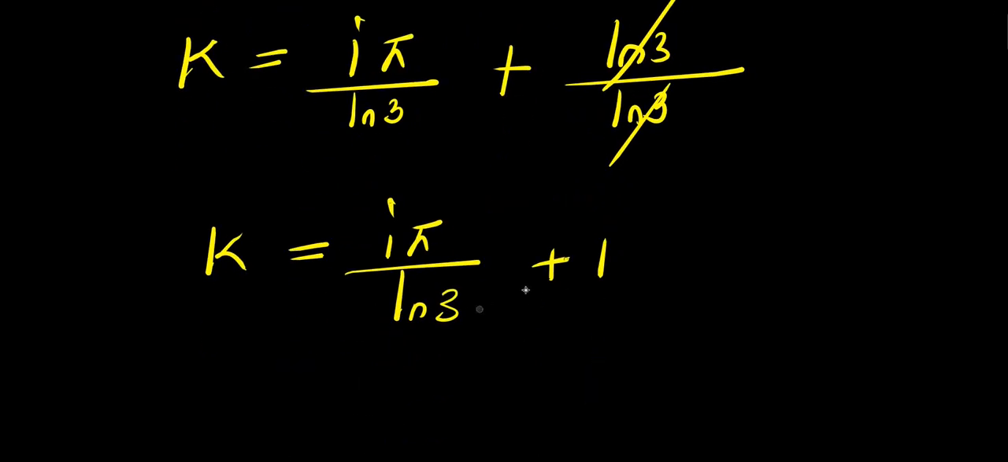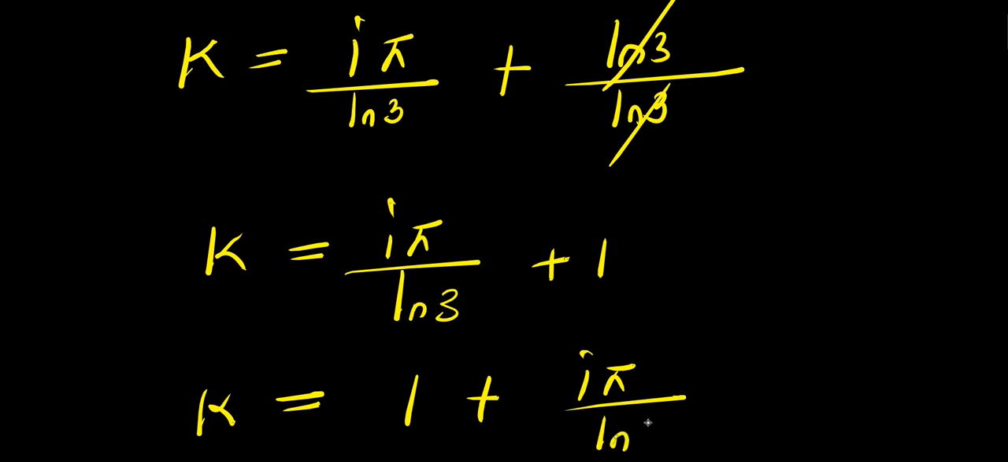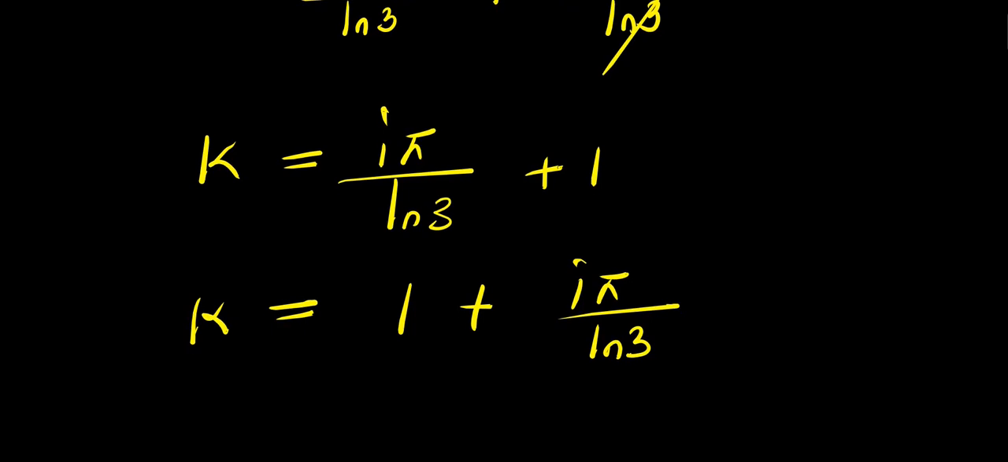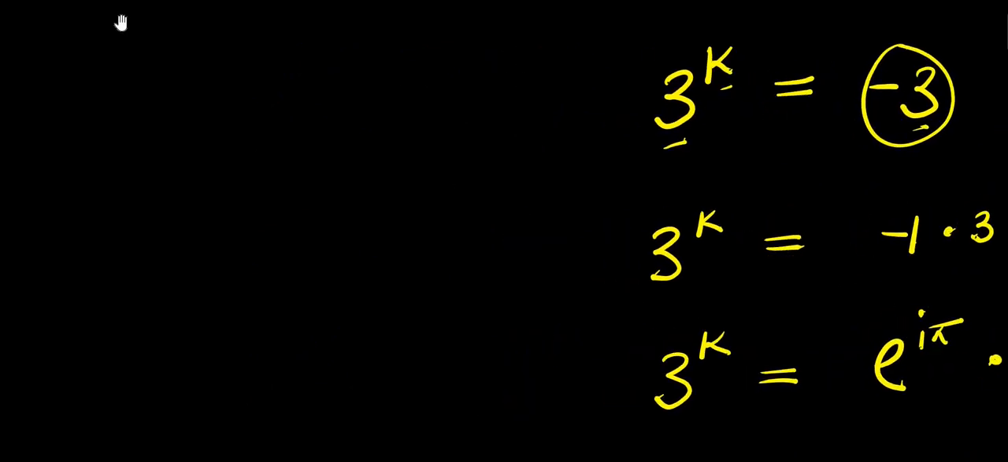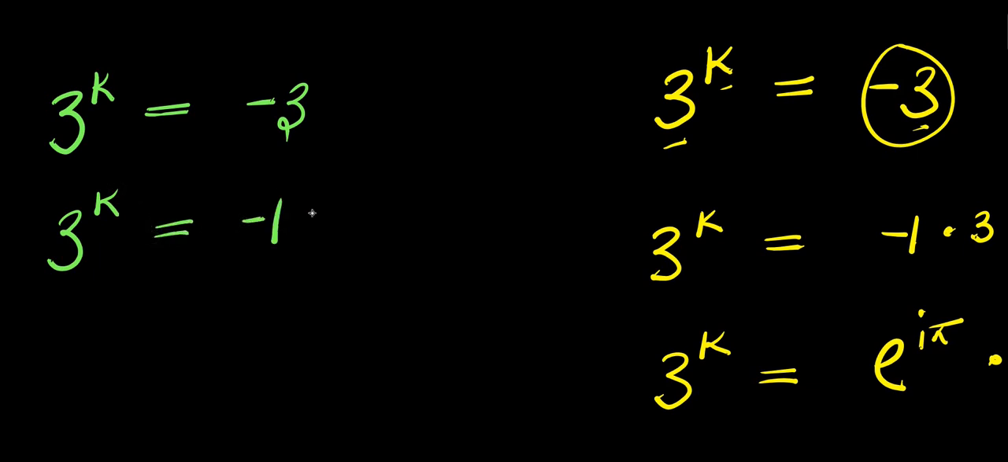So by rearranging this, I have k equals 1 plus i times pi divided by natural log of 3. So this is it. This is my solution. Now I can also do this using another method. I have 3 power k equals -3. So from here, I have 3 power k equals -3, which is -1 times 3.